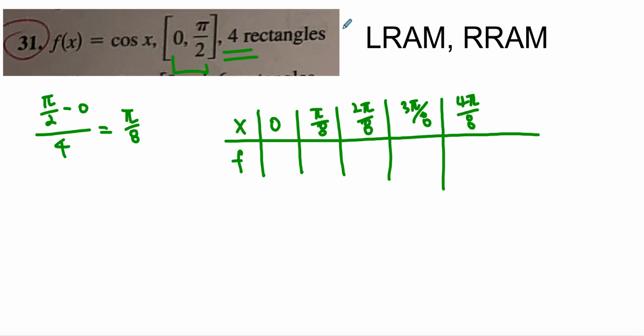For cosine, I know a few values. This one is equal to 1, and then I don't know what this value is. This is pi over 4. Pi over 4 is radical 2 over 2. And then this is pi over 2. Cosine of pi over 2 is equal to 0. So I have to find the other two values here.